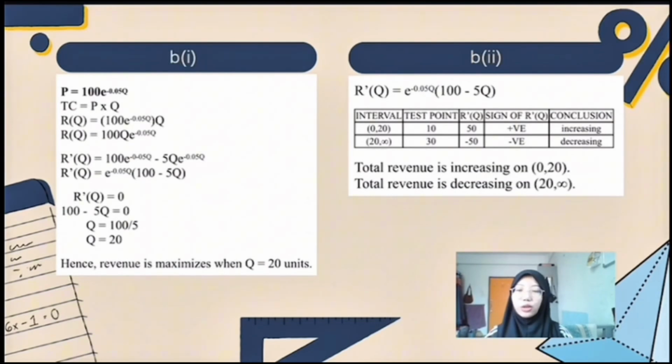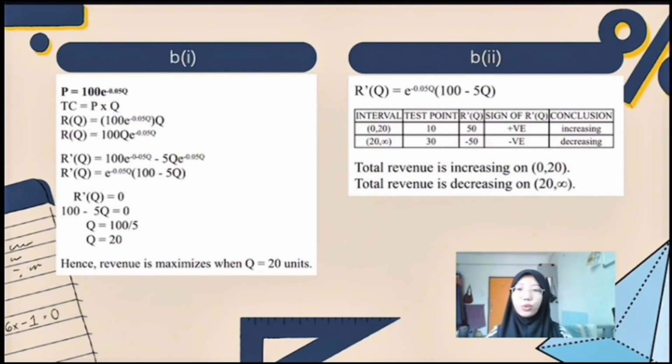For step 3, we need to find the revenue maximizing quantity. In order to do this, first, we set the first derivative equal to 0. Since e to the power of negative 0.05Q is never equal to 0, we only solve the expression inside the bracket. So 100 minus 5Q equals 0. Solving this equation gives us Q equals 20. In conclusion, this means that total revenue is maximized when Q is equal to 20 units.